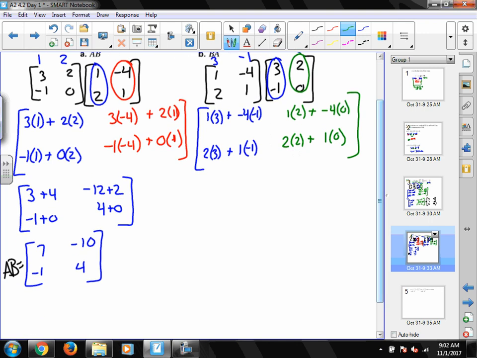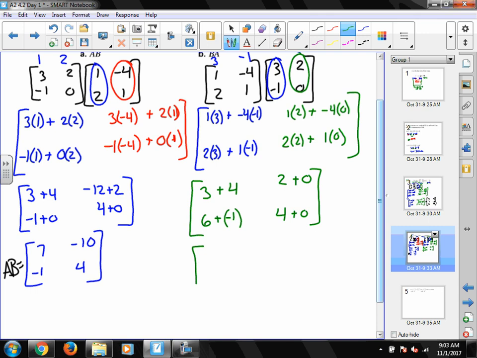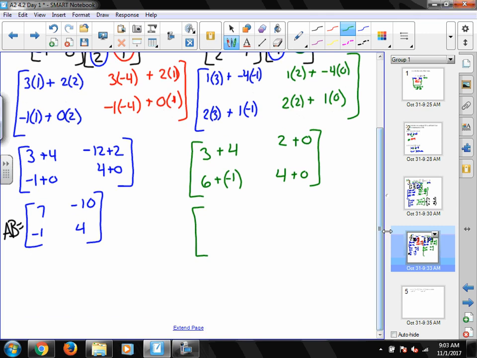I'm going to get 3 plus negative 4 times negative 1 is going to give me a positive 4. And I'm going to get 6 plus a negative 1. And on the right column, I'm going to get 2 plus 0 and 4 plus 0. Simplify down here one last time, and we should get to what we need. 7, negative 6 plus negative 1 is going to give me 5. 2 plus 0 is 2, and 4 plus 0 is 4.